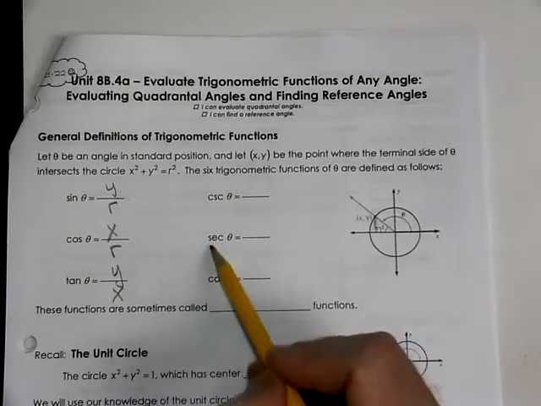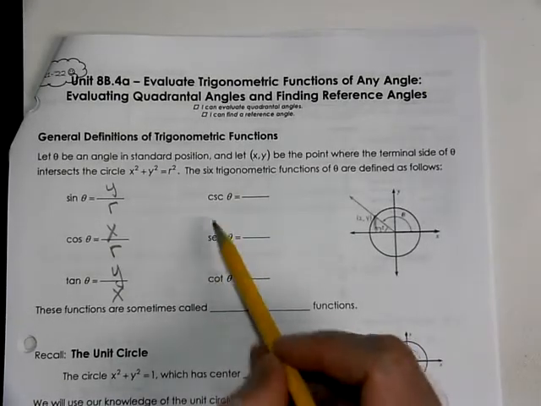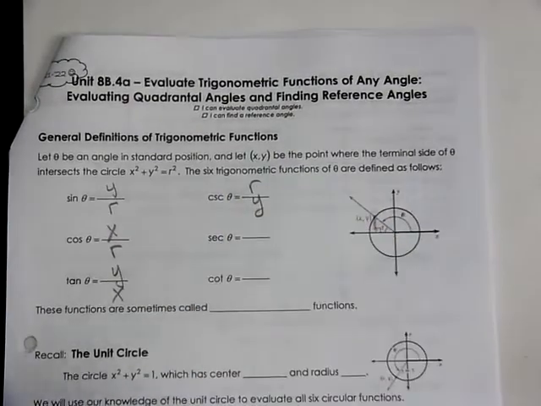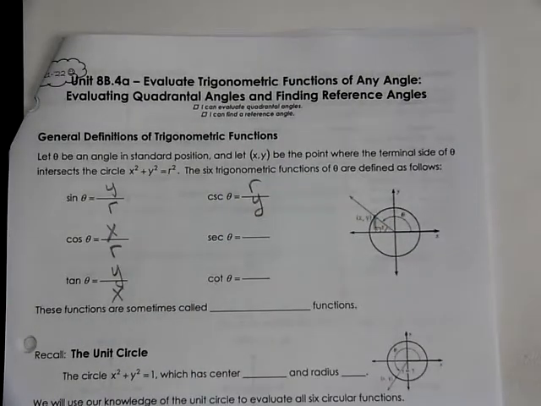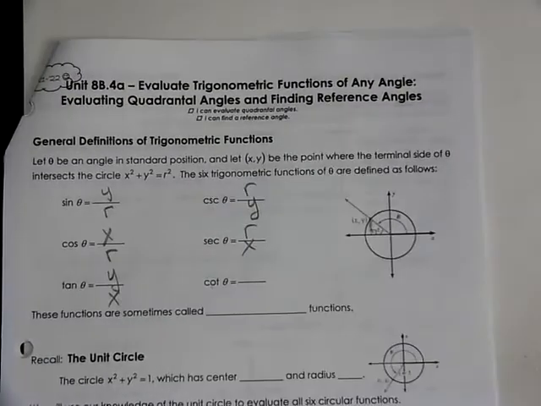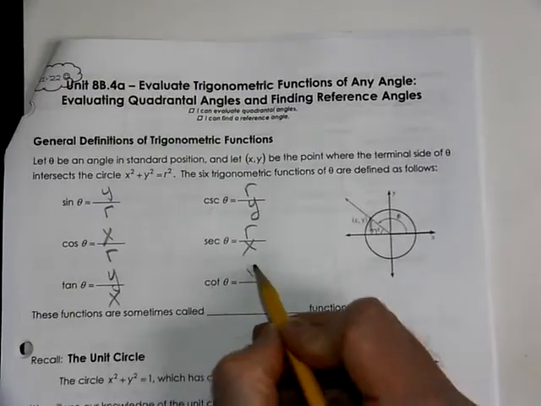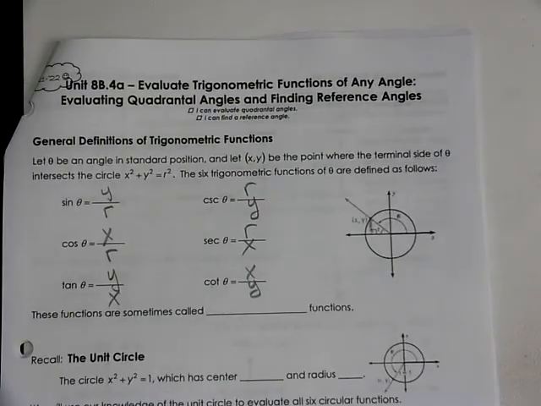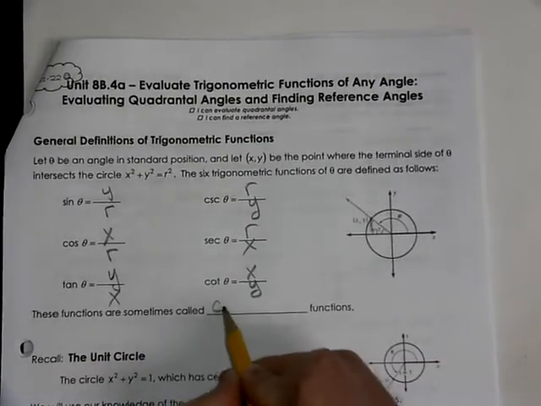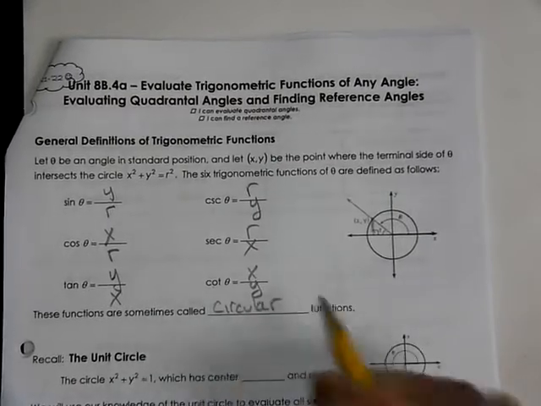And then when we come over to talk about our other three trig functions, cosecant is the reciprocal of sine, so it's r over y. Secant is r over x. And cotangent is going to be the reciprocal of tangent, so it's x over y. We could also call these circular functions.